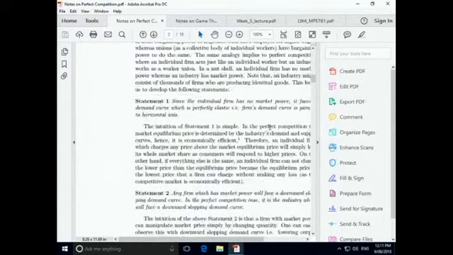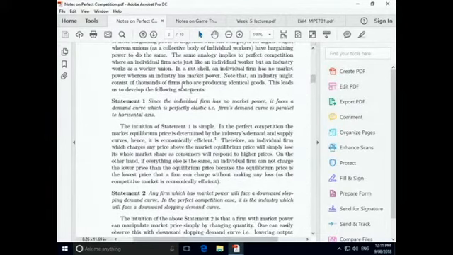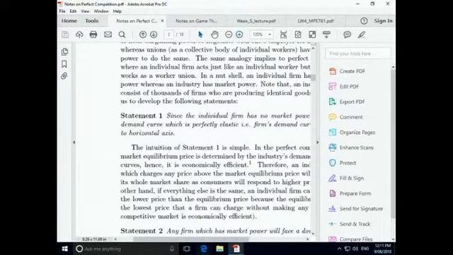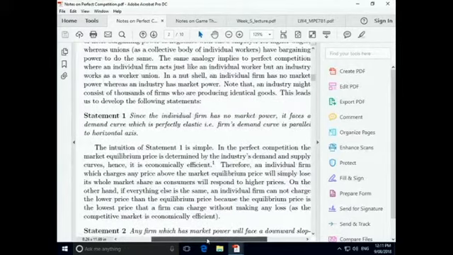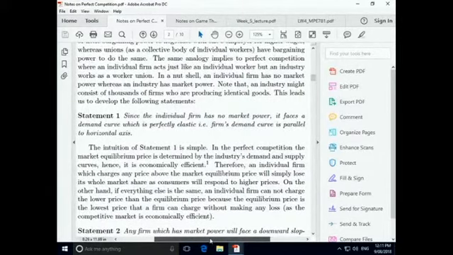So look at my first statement. I tried to make it bigger. Is it big enough? Okay. So what does statement 1 say? Since an individual firm has no market power, it has a demand curve which is perfectly elastic. The firm's demand curve is parallel to the horizontal axis. The important words here are no market power.